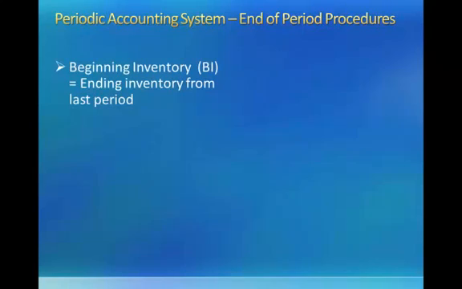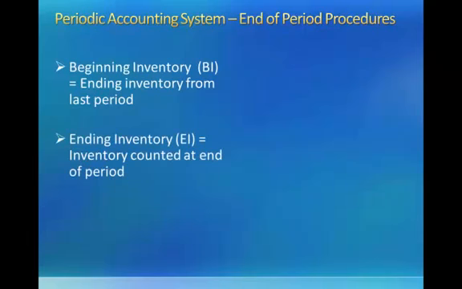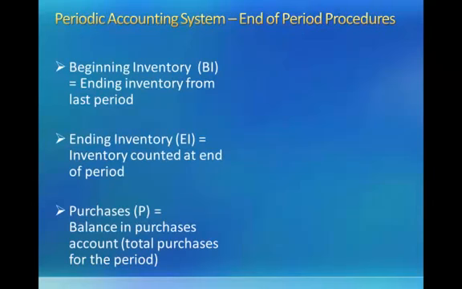Finally, at the end of the period, we need to make some calculations. First, let's define beginning inventory. Beginning inventory is equal to the ending inventory from the last period. Ending inventory is equal to the inventory counted at the end of the period, and purchases will be equal to the balance in the purchases account, which is also equal to the total purchases for the period. If we add beginning inventory and purchases together, we get the goods we have available for sale. What we started with plus what we bought gives us our goods available.